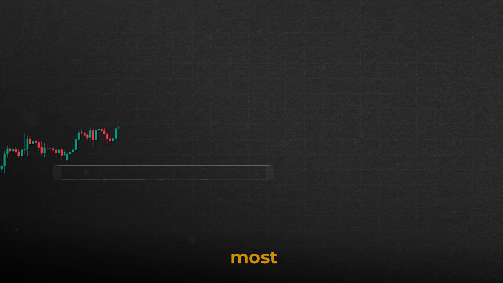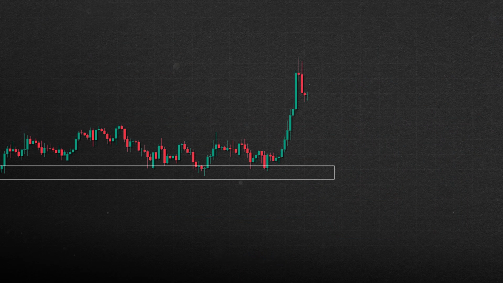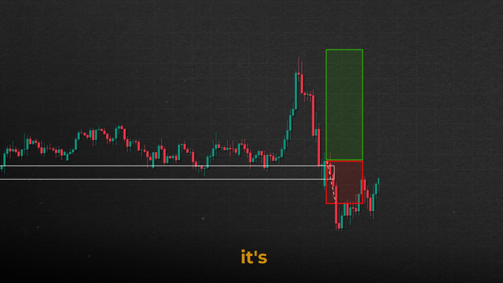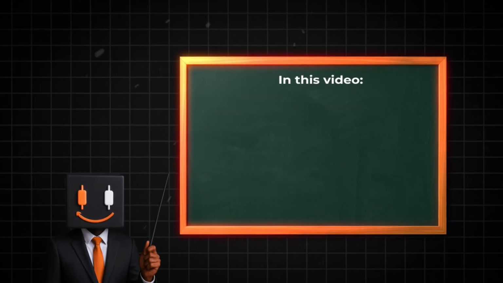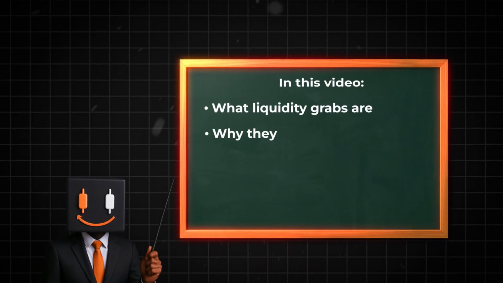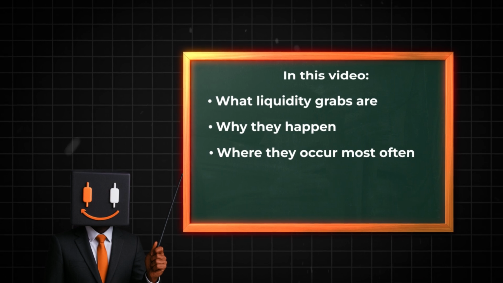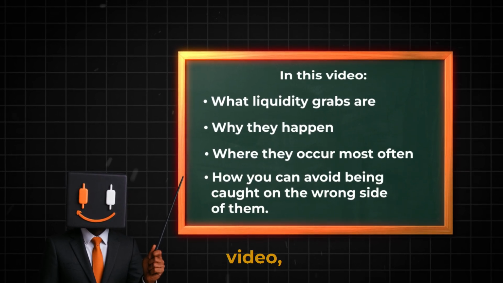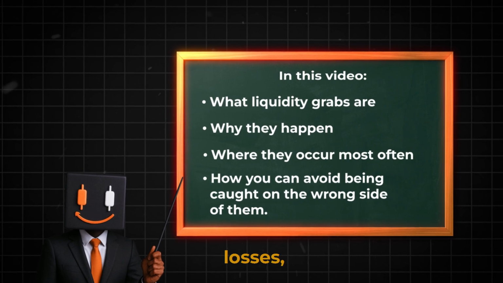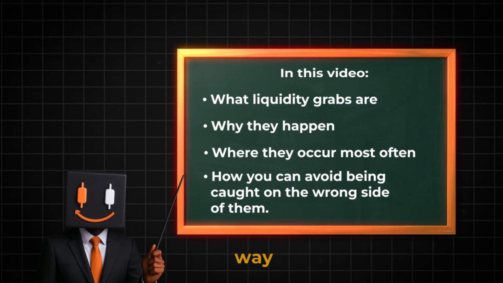Liquidity grabs are one of the most common reasons traders lose money. You've heard many traders talk about it, but it's proving a little difficult to understand its concept and how it impacts your trading. But in this video, you'll learn what liquidity grabs are, why they happen, where they occur most often, and how you can avoid being caught on the wrong side of them. By the end of this video, you'll never look at stop losses, highs, or lows the same way again.